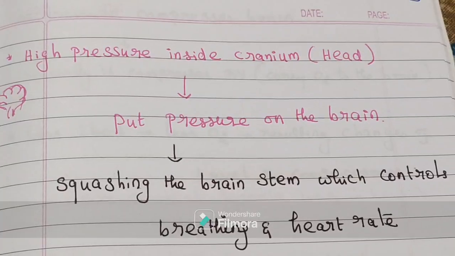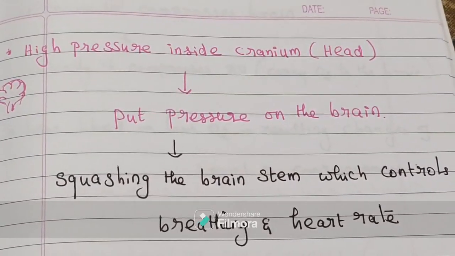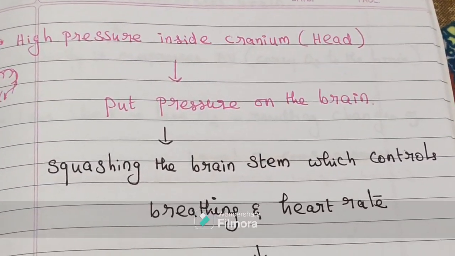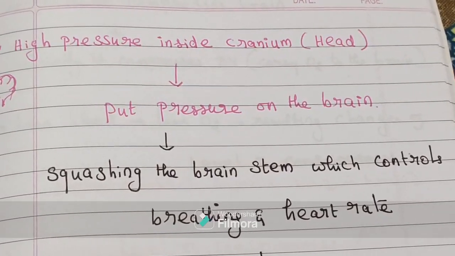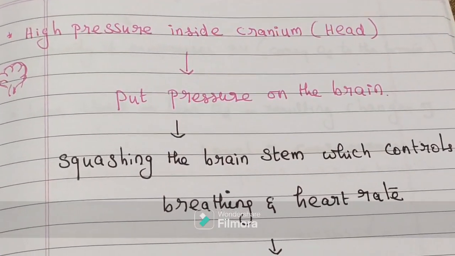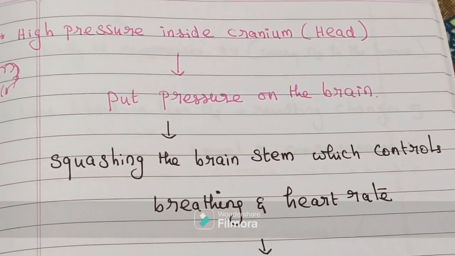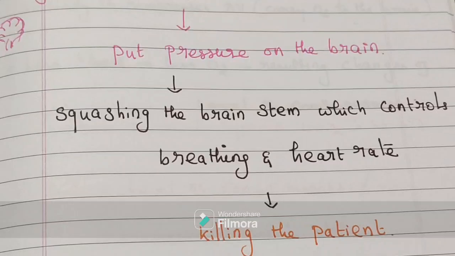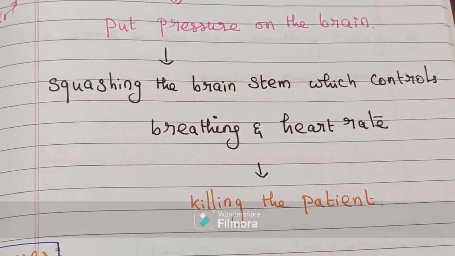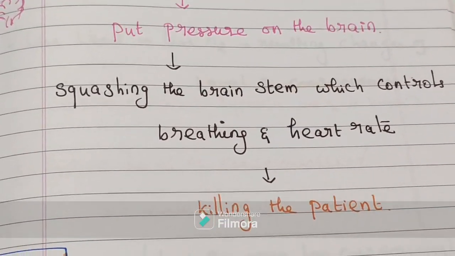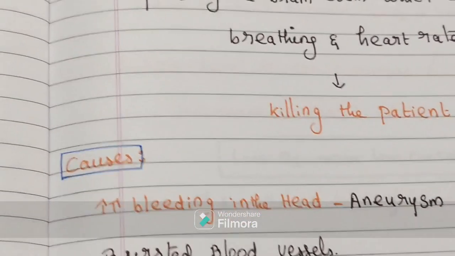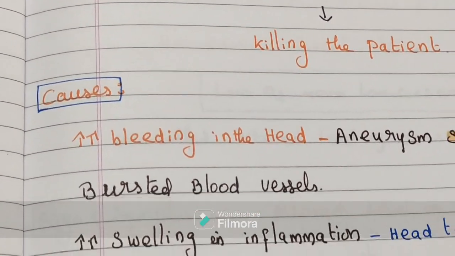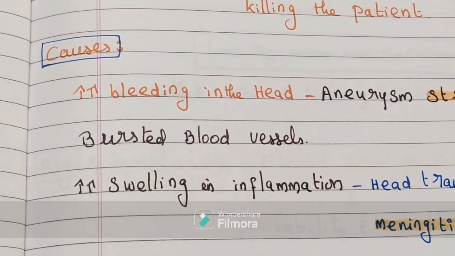So because of high pressure inside of our cranium, there is a high amount of pressure on our brain, so it will cause squashing of the brainstem, which controls breathing and heart rate, so it causes death of the patient. Now what are the causes of increased intracranial pressure?